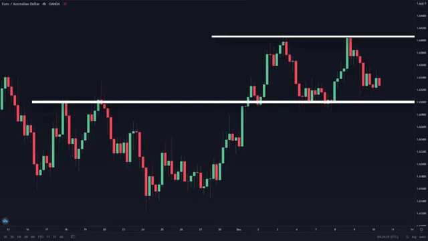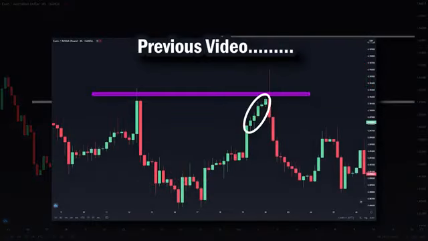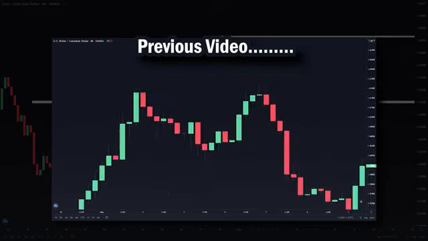Now, notice that by only drawing the lines that actually matter and ignoring the ones that don't, it makes your chart seem a lot smoother. And if you want a more in-depth explanation about the entry and exit strategies that you can use with support and resistance, you can check out my previous video.